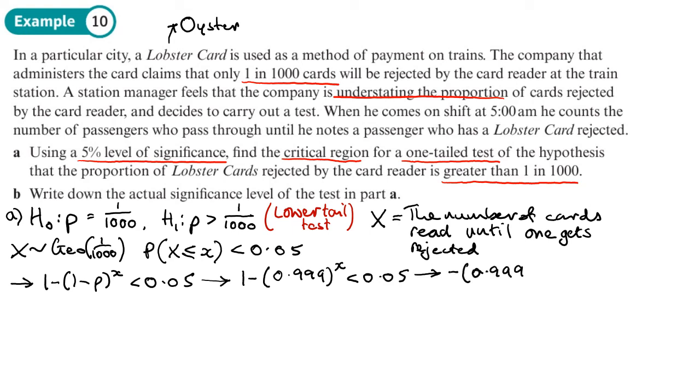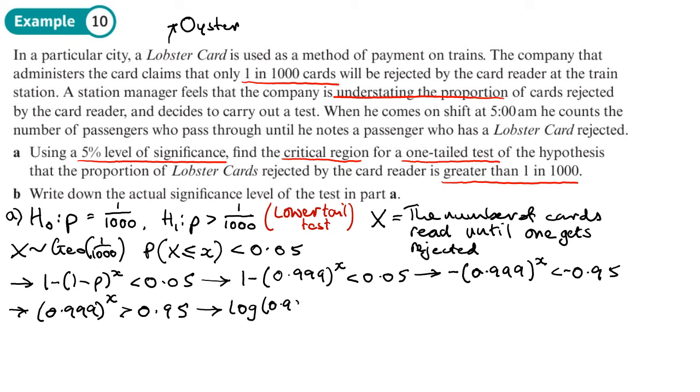0.999 to the power x is going to be less than negative 0.95. Then I'm going to multiply both sides by -1, which means reversing the sign. So I have 0.999 to the power x is greater than 0.95. Now we can do the log to both sides. So log 0.999 to the power x is greater than 0.95.